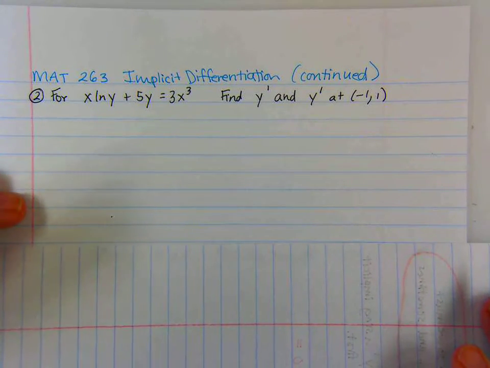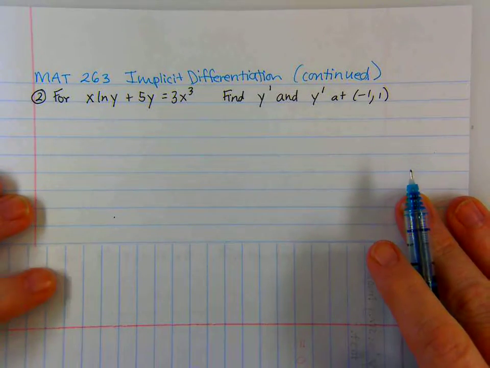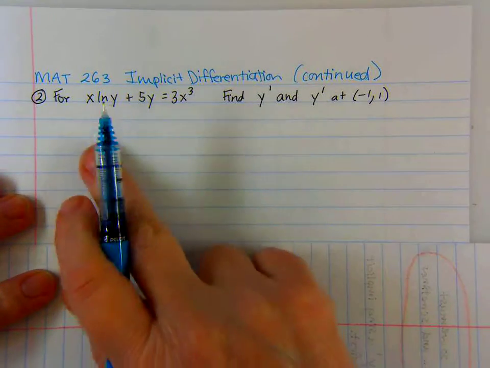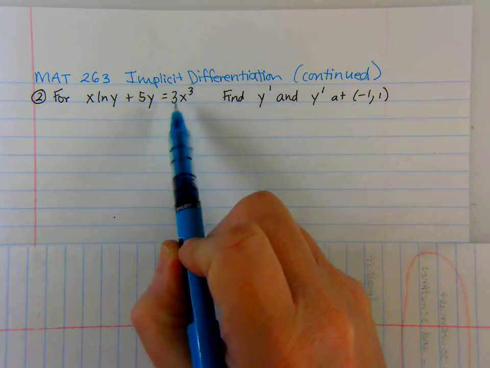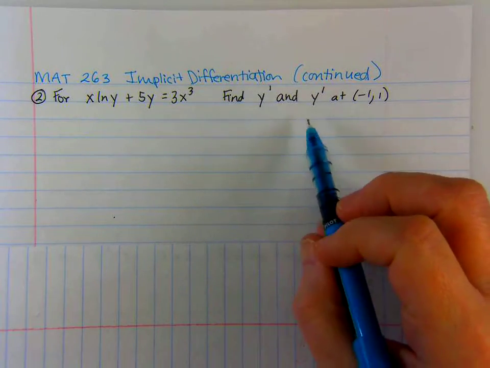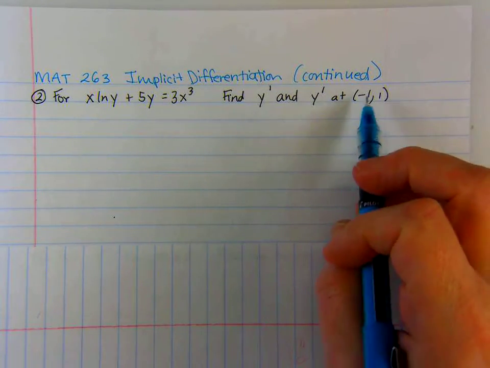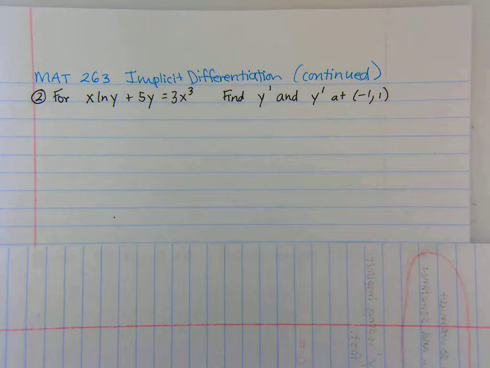In this video, we're going to have a couple more examples with implicit differentiation. Okay, so for this problem, we have an equation, x natural log of y plus 5y equals 3x cubed. We want to find y prime, and then once we find that, we want to find y prime at the point negative 1, 1.